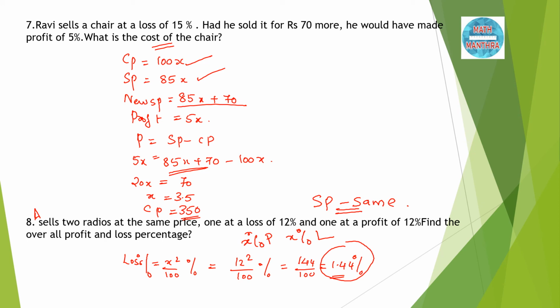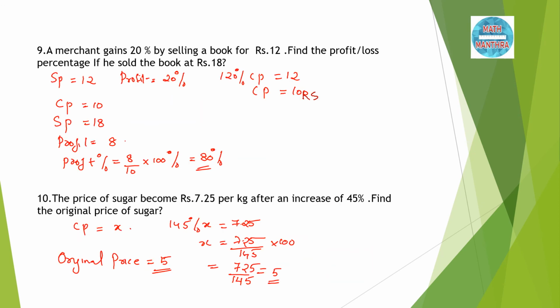Now see the last set of 2 questions. Question number 9. A merchant gains 20% by selling a book for ₹12. Find the profit or loss percentage if he has sold the book at 18 rupees. So here selling price is given as 12, profit percentage is given as 20. So first we have to find the cost price. So 120 percent of CP gives you 12. So CP will be 12 by 120 into 100, which gives you the cost price of the book, which is 10 rupees.